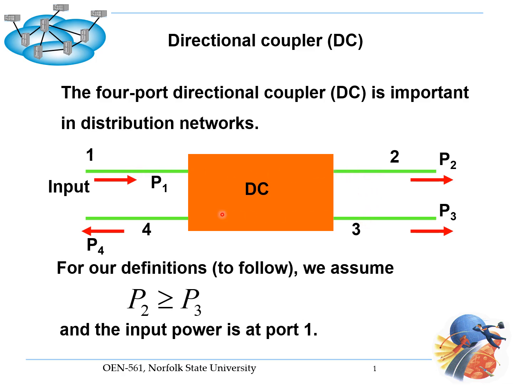port 2, 3, and 4, and for port 2 and 3, we will always assume that the optical power in port 2 is larger than the output optical power in port 3. If it happens in reality that the optical power in port 3 is larger than port 2, we will just label them differently. But always the largest optical power among the two, port 2 and port 3, that port will be labeled as port 2 and the other one as port 3.